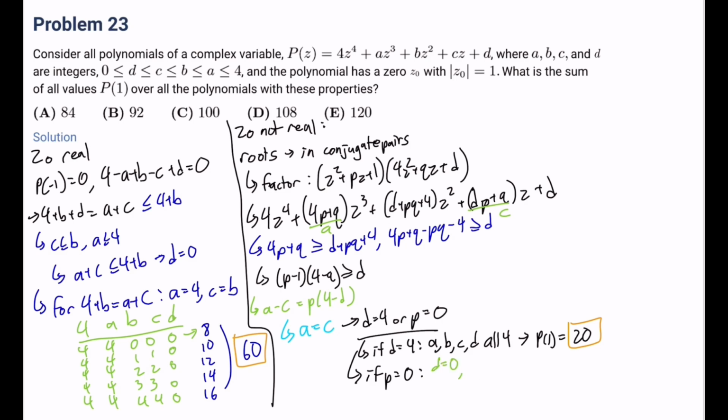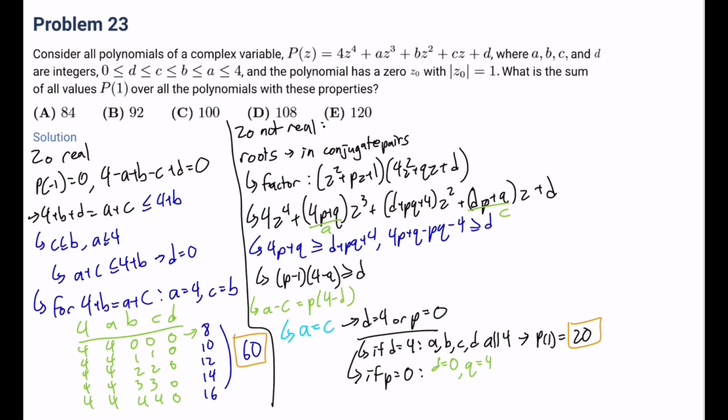And since d is 0, we know that q plus 4p is always going to be greater than or equal to d plus pq plus 4. With no d now, q plus 4p is greater than or equal to pq plus 4. And so that means that q plus 4p must be 4. Since p is 0, that means that q is equal to 4. And so this is when d is 0 and q is equal to 4, like that.